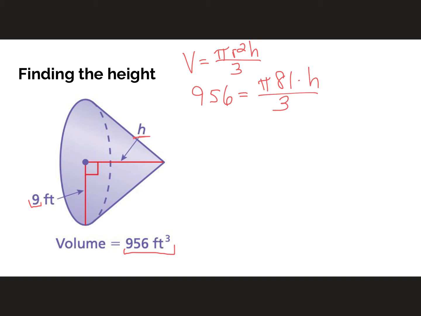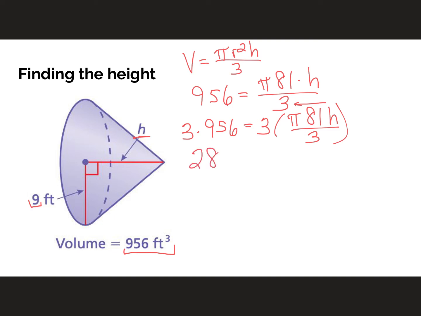First thing I'm going to do is get rid of this divided by 3. To get rid of the divided by 3, I'm simply going to multiply both sides by 3. So 3 times 956 equals 3 times pi times 81 times h over 3. So 3 times 956 gives me 2,868. And over here, I'm left with pi times 81 times h.